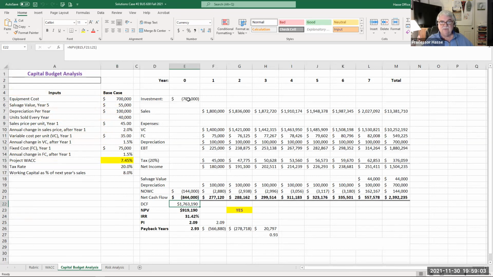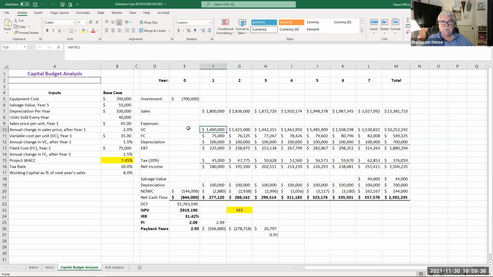We have a $700,000 investment depreciated over 7 years at $100,000 with a salvage value of $55,000, which will be considered a gain because you have fully depreciated the asset over time. Take the tax out of that, 20%, and you net out with $44,000 in year 7 additional cash flow. Our sales are projected at 40,000 units a year at a $45 selling price and a 2% inflation rate every year.